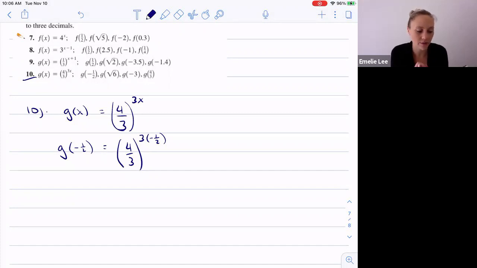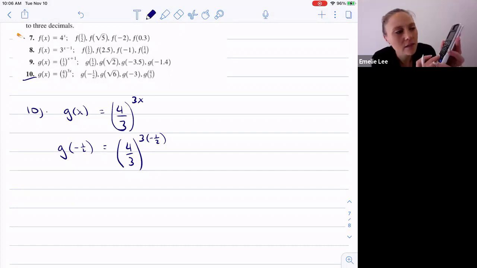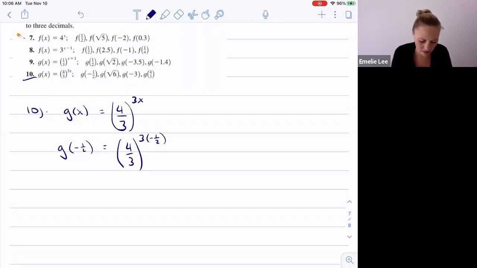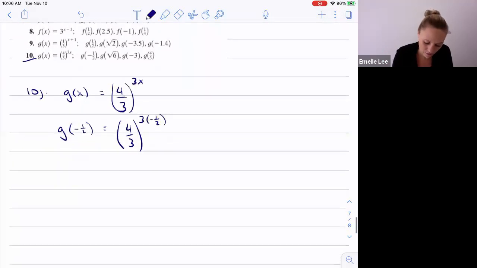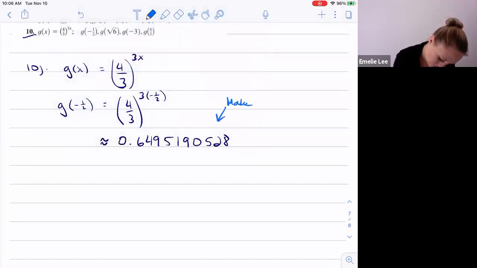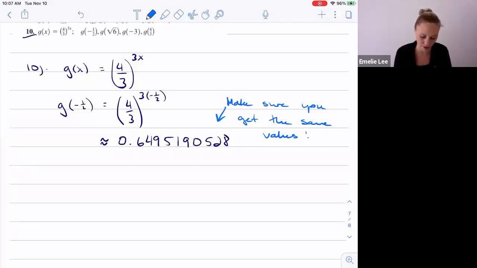So 4 divided by 3, whatever your calculator is, I like to do 4 divided by 3 first, and then I use my power button. And on mine, let's see if I can show you here. I've got this x to the empty, so then I can go that. And now in my power there, I'm going to put 3 times -1/2, and I'm using brackets. Okay. So this is approximately equal to 0.6495190528. Okay. Make sure you get the same values. Right, just to make sure that you've got your calculator under control.